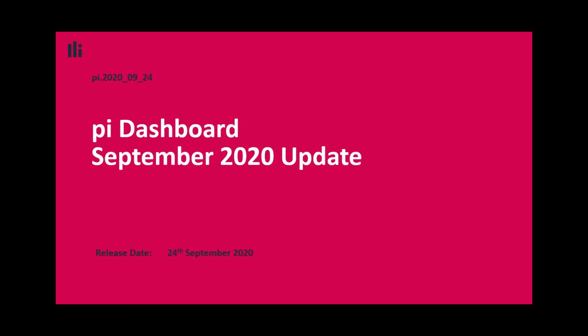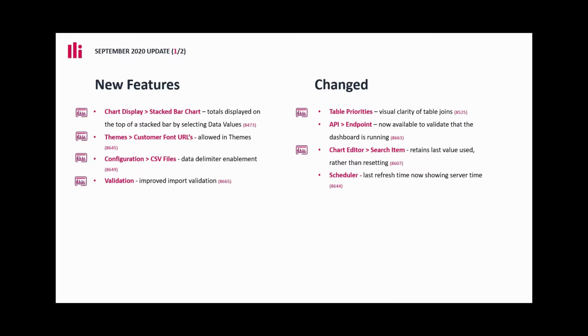So with that in mind, let's jump straight into what's changed in the release. If we take a look at the new features that we've added, we've changed how totals are now shown on stacked bar charts. So these are now shown at the top of the chart with the individual items in the stack also numbered. Adil's going to give us a quick demonstration of what that looks like.